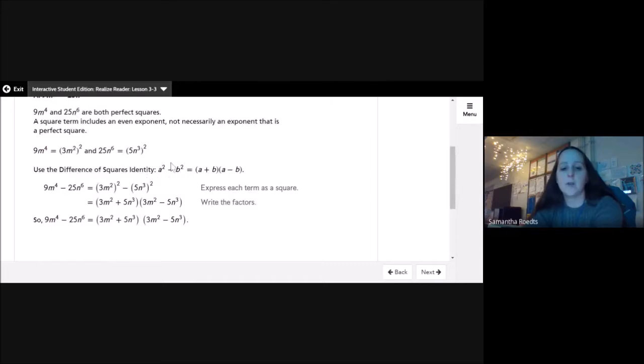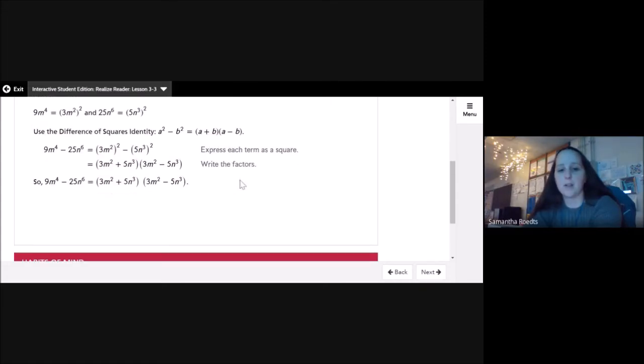So I use the difference of squares identity, a squared minus b squared equals (a plus b) times (a minus b). So I get (3m squared) squared minus (5n cubed) squared equals (3m squared plus 5n cubed) times (3m squared minus 5n cubed). So that's my final answer.